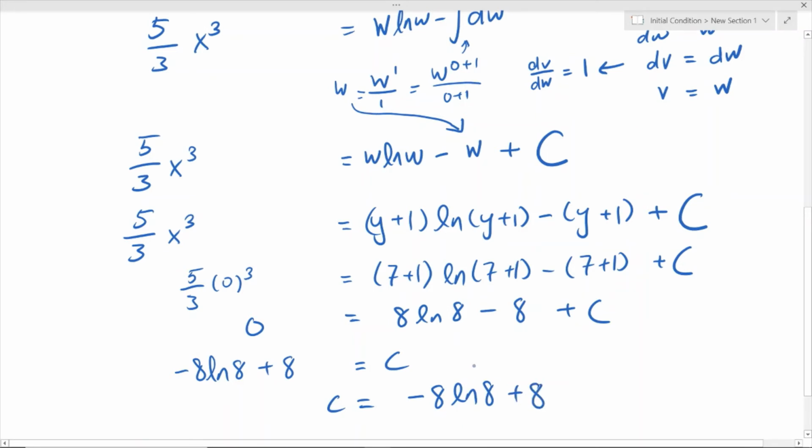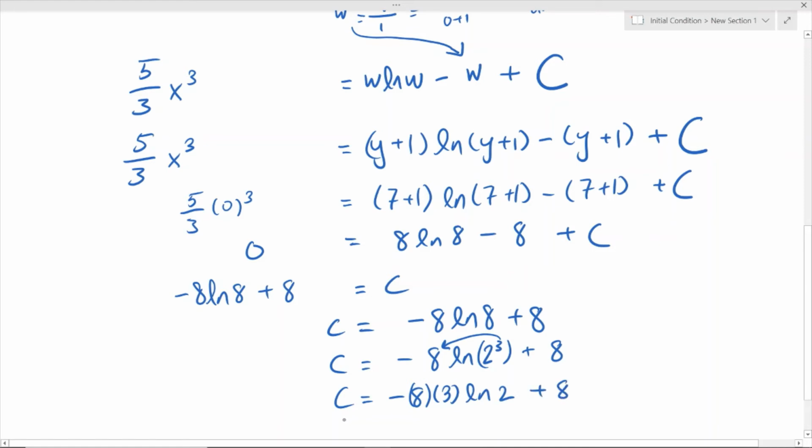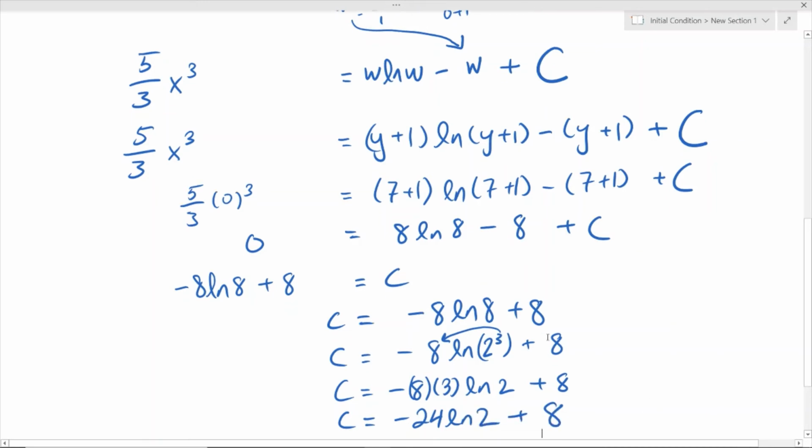And I want to make this look better, so I'm going to recognize that 2 to the exponent of 3, right, is equal to 8. So I'm going to write 2 to the exponent of 3 like this, plus 8. And then I can take this 3 out and multiply it with the 8. c is equal to negative 8 times this 3, which we take out, ln 2 plus 8. And then we simplify it, c is equal to negative 24 ln 2 plus 8. And then there we have it, we have our c.